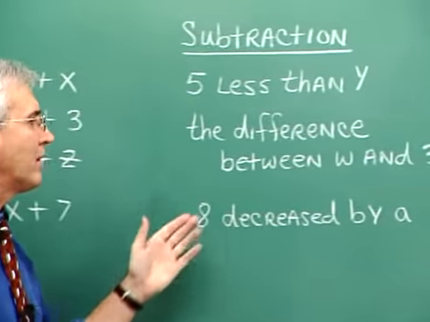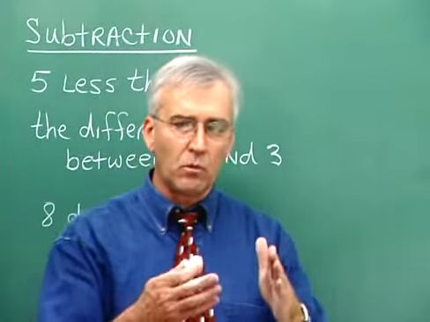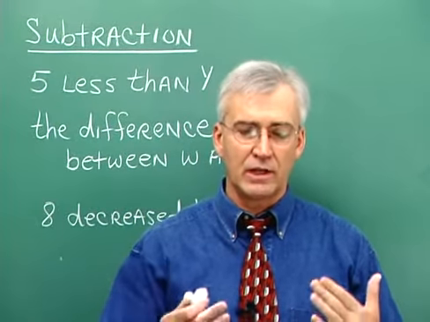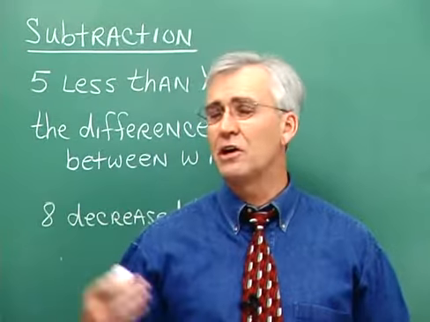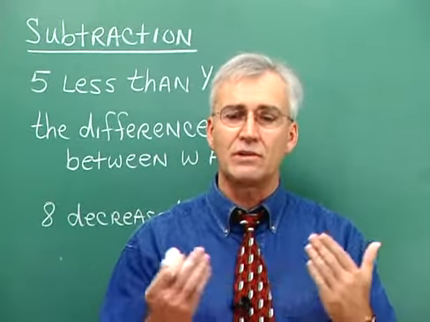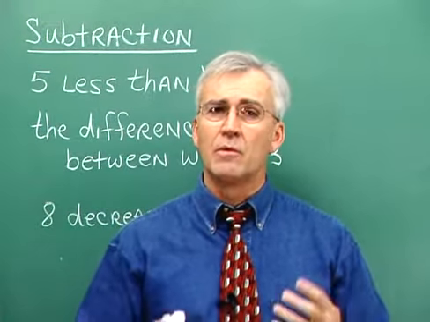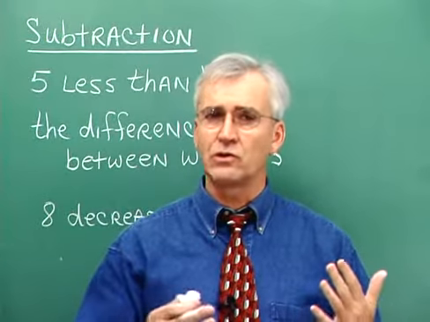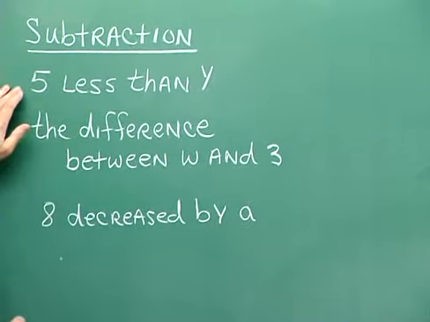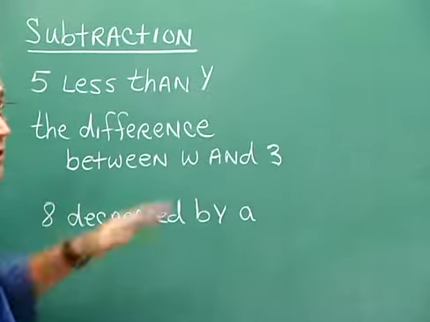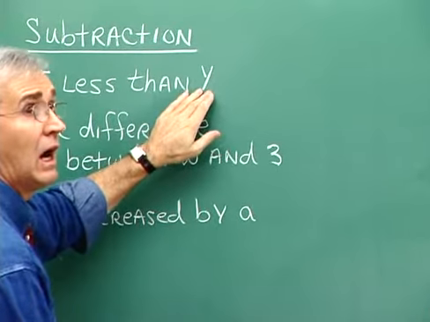Subtraction is implied with these words and phrases, but the trick with subtraction, and one key element in the interpretation process, is that the order of the items is really important when we subtract. With addition it's not so important because we have the commutative property of addition. We can change the order of the things which are added, but you can't change the order of things which are subtracted and get the same result. So the order is important here. 5 less than y. 5 smaller than y.